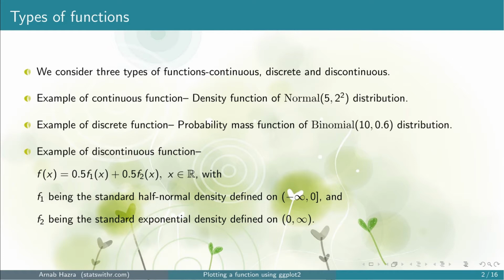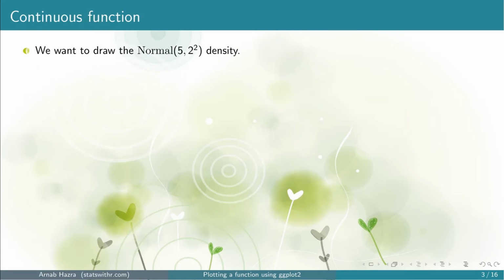Now let's get into drawing them one by one. The simplest is the continuous function, and so we start with them and then discuss the small changes to get the other two. Here I consider one way to draw these curves that I feel the simplest, but of course there are other ways to draw functions in R using ggplot2. Okay, here we want to draw the density of a normal distribution with mean 5 and standard deviation 2.